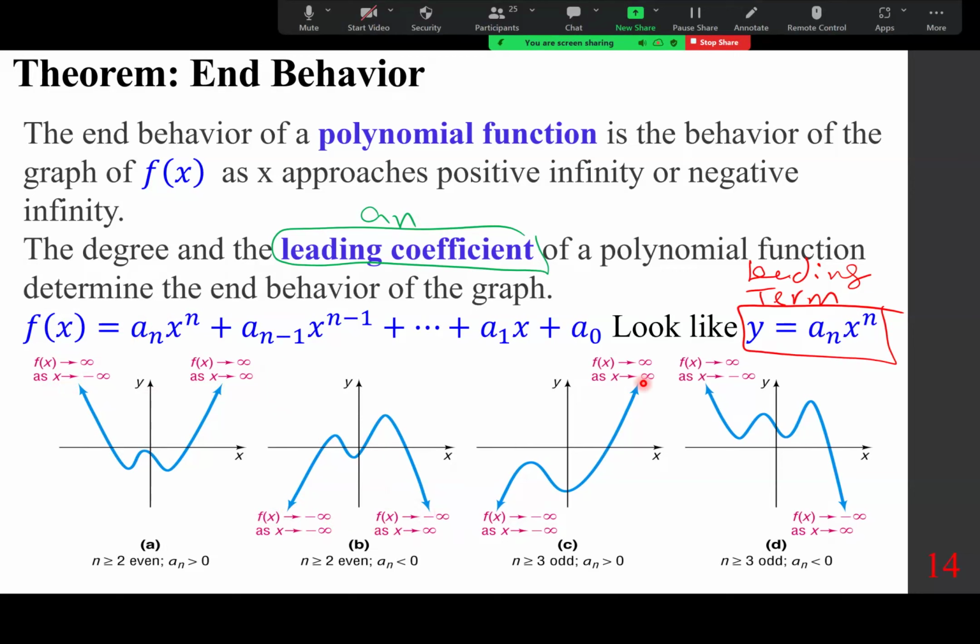In this case, looking like x cubed, for example, n is greater than or equal to 3. That's why we put an odd number. A sub n is positive, and in this case, a sub n is negative. So pay attention when a sub n is positive, when a sub n is negative, okay? Remember, for example, y equals x squared opens up, y equals minus x squared opens down.